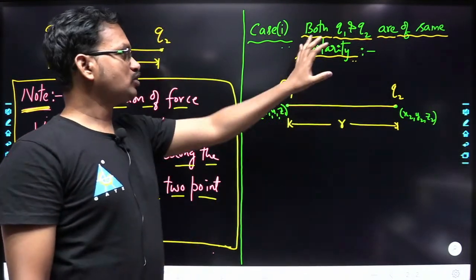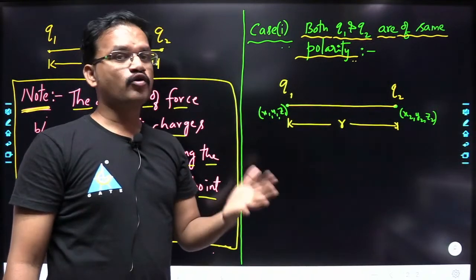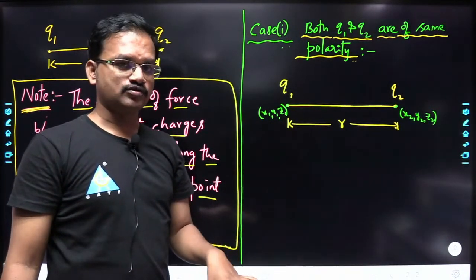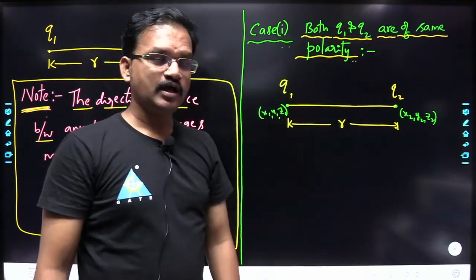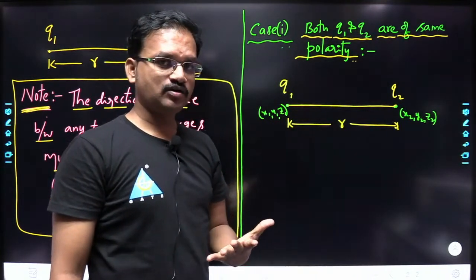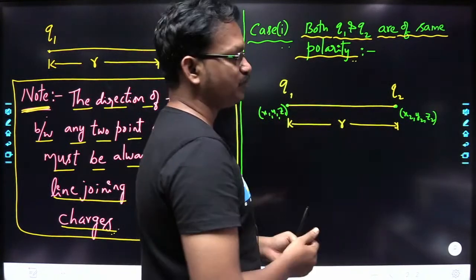So whenever both are of the same polarity, what is the force between them? Is the force between them repulsive or attractive? If both the charges are of the same polarity, then the force between them is repulsive, yes or no? So they are going to repel each other since both are of the same polarity.